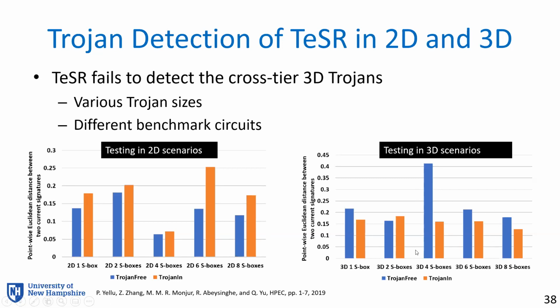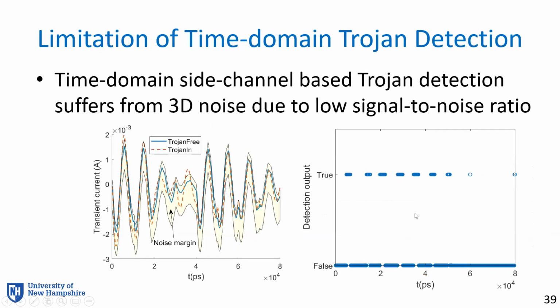The picture on the right shows the key results we obtained in the 3D scenario. As you can see, the Euclidean distance for the Trojan-free case now becomes slightly higher than the Trojan-in case, which means if we use the TSR approach in our 3D scenarios, this testing approach will fail because there's more internal noise or process variation going on in the 3D system. So simply using the TSR approach in the 3D scenarios will have a very high false negative Trojan detection rate. So we already see that a time domain Trojan detection approach like TSR will fail in the 3D scenario.